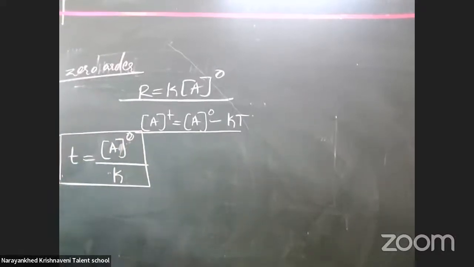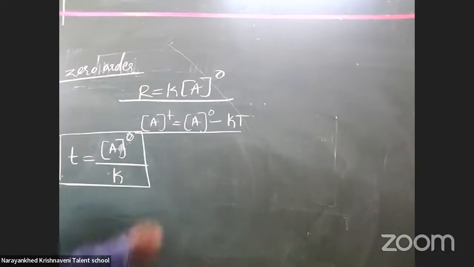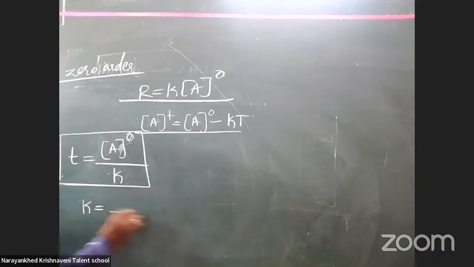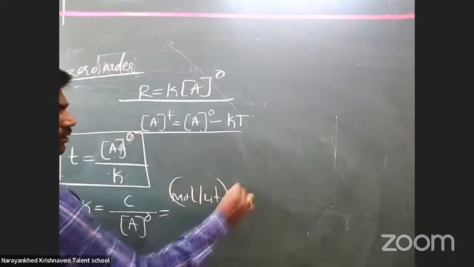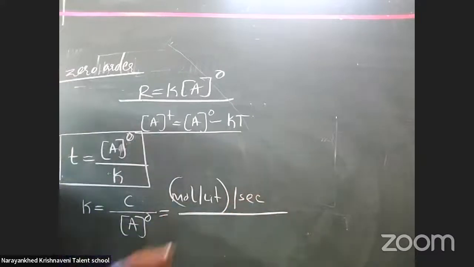In the zeroth order, the completion time changes from order to order. This formula is also important. And next, whatever the units for K are, you know very well. What are the units for the zeroth order? K is equal to concentration divided by A to the power of what here? The concentration is taken as mole per liter, to the power of second. You know very well all this.